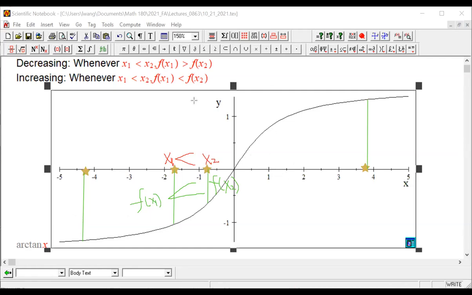You can choose points here. You can pick x1 here, x2 there. Same thing, it's always true. That's what we mean by arbitrary. Arbitrary means it's going to be true all the time, whenever. If this is x1, x2, x1 is less than x2, then f of x1 is less than f of x2. Does that make sense? I see it.